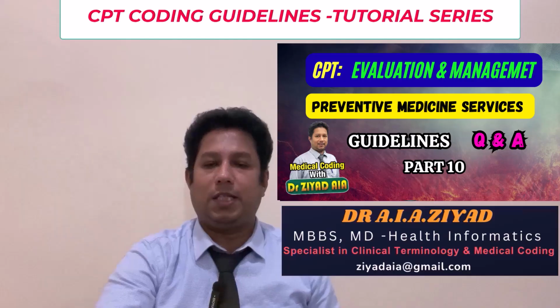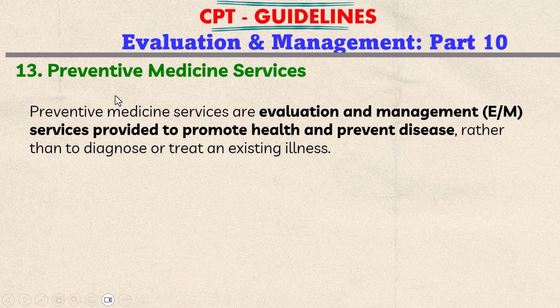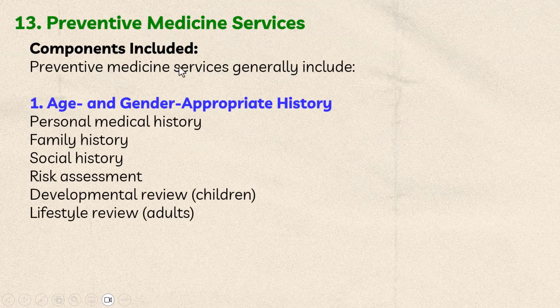In this video series, we are going to see CPT Evaluation and Management Part 10: Preventive Medicine Services. Preventive Medicine Services are evaluation and management services provided to promote health and prevent disease rather than to diagnose or treat an existing illness. Preventive medicine services generally include, one, age and gender appropriate history. It includes personal medical history, family history, social history, risk assessment, development review in children, and lifestyle review in adults.